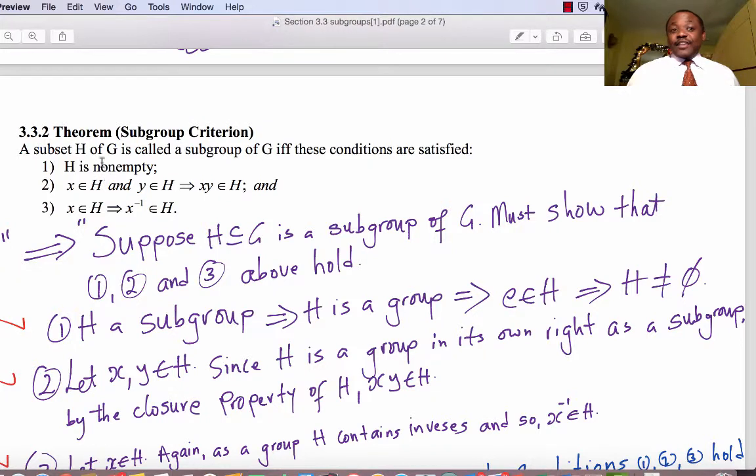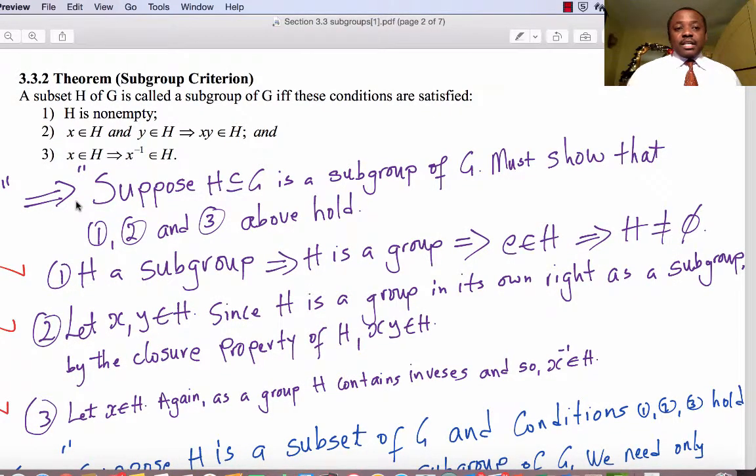So, if we can prove this theorem, that means from now on, you do not have to verify all four axioms to determine that H is a subgroup of a group G. All you have to do is, number one, show that H is non-empty. Number two, show that H is closed. And number three, show that H has inverses. And we shall even compress this further. But let's go ahead and prove this beautiful theorem.